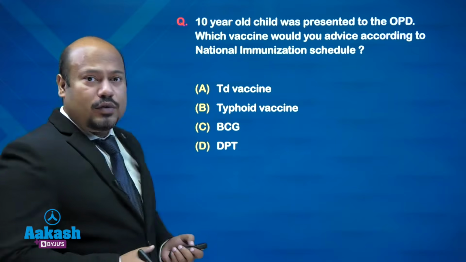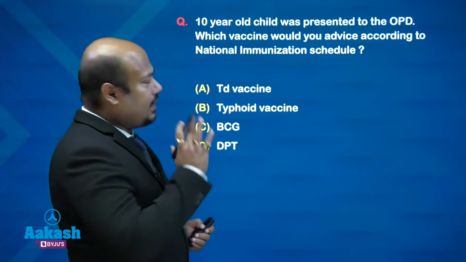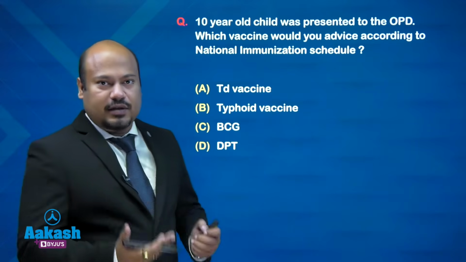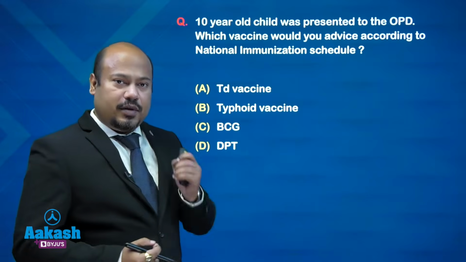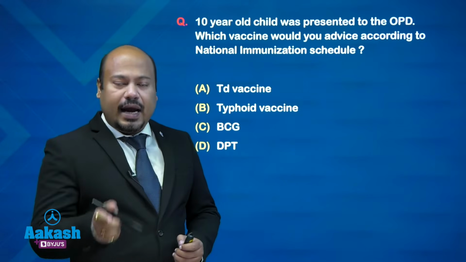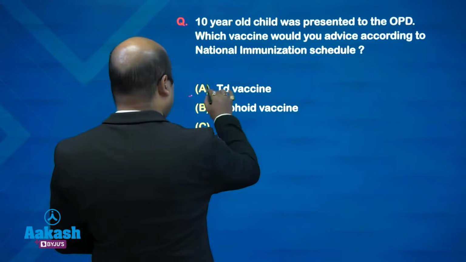First question: a 10-year-old child was presented to the OPD. Which vaccine would you advise according to the NIS? So, 10-year-old child, obviously the first thing that strikes your mind is TD, tetanus and diphtheria. Previously it was TT, now it's TD. At 10 years and 16 years, you have to give TD. So here the answer is TD.